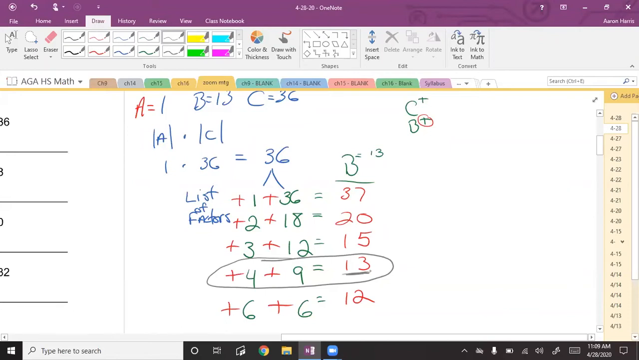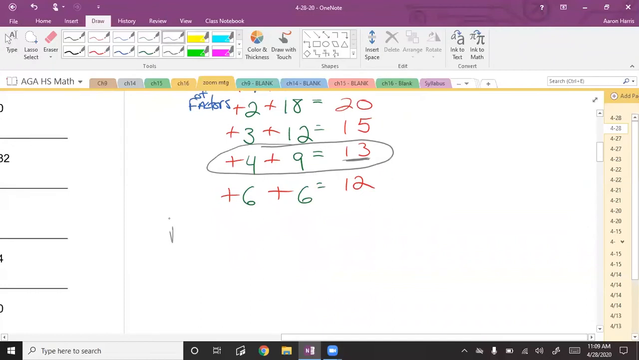So you see how I do it. If you do it this way, it's real clear. 4 and 9 are equal to 13 when you add them together. 4 times 9 is equal to 36 when you multiply them together. So you get your B and your C. Does that make sense? Yeah, a little bit. So now your factored form is always going to be 2 sets of parentheses with binomials.